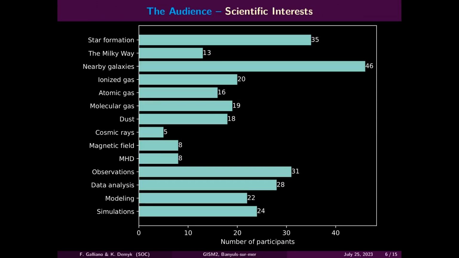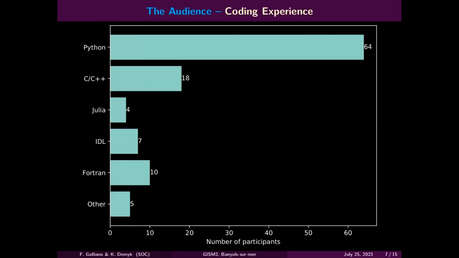Concerning your interests, a lot of you are interested in nearby galaxies, because that's the main focus of this school. In terms of physical processes, it's quite well balanced between ionized gas, atomic gas, molecular gas, and dust. After that, the weirder stuff, cosmic rays and all that, it's only a few people, but you're welcome. And in terms of methodology, it's also quite well balanced between observation, modeling, simulation, and data analysis. So it's quite nice. In terms of coding experience, that's more for the hands-on, but it was fun to look at. The fact that Python is really trending right now was probably not the case 10 years ago.